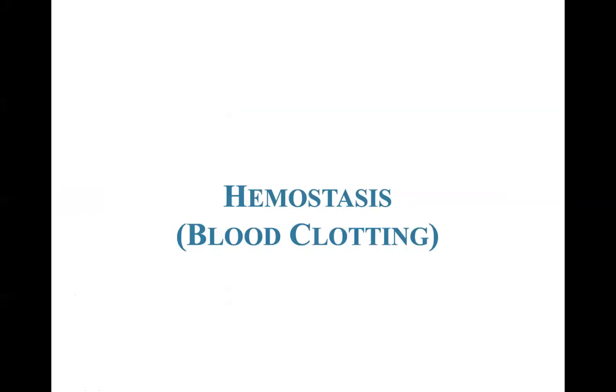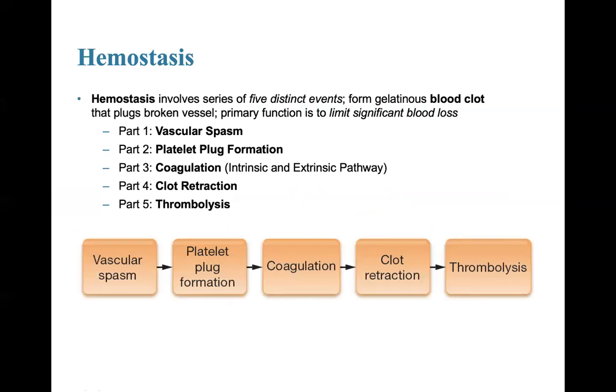Okay, guys. So this is the third recording for blood, and now I'm going to talk about blood clotting, which is a process called hemostasis. So hemostasis involves a series of 5 distinct events that will occur. This will form a gelatinous blood clot that plugs broken blood vessels, and the primary function is really to limit significant blood loss. There are 5 parts to this.